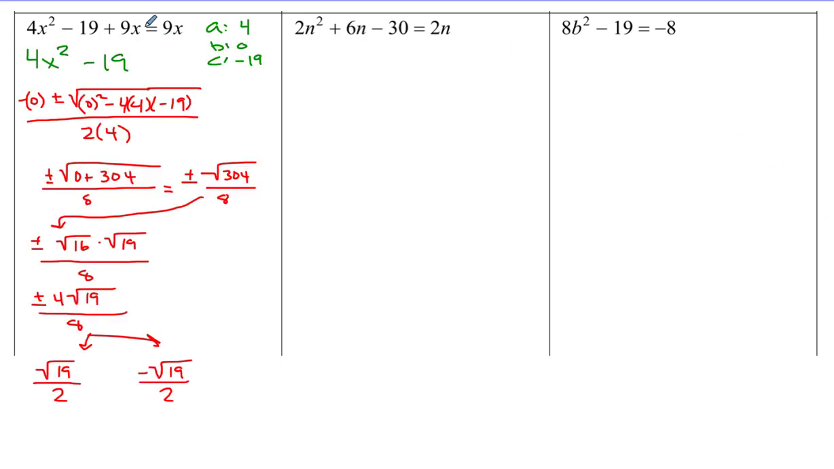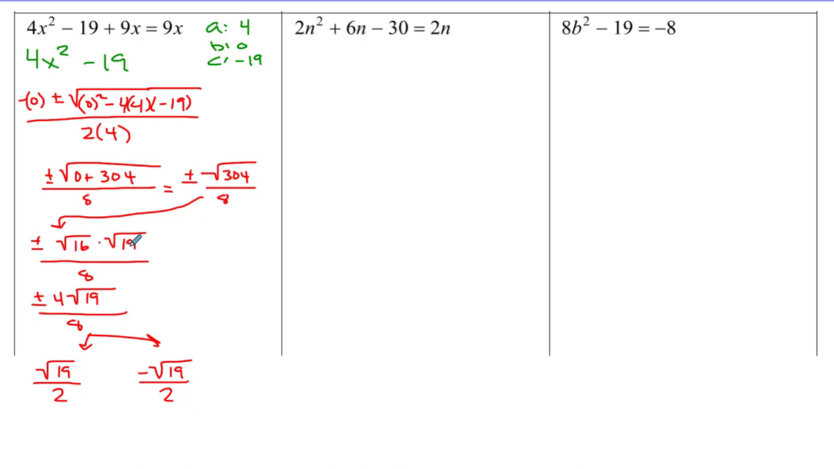All right, so if you tried out this first one, moving the 9x from this right side over just cancels this one out. So we're left with 4x squared minus 19, leaving us with no b values. So we got a b value of 0. We plug all this in. We end up getting this big old 304, plus or minus radical 304 over 8.